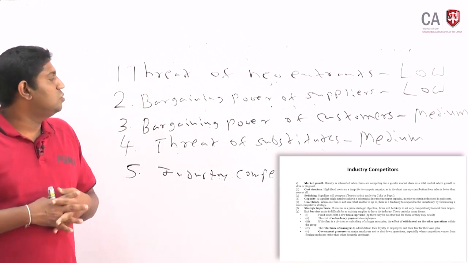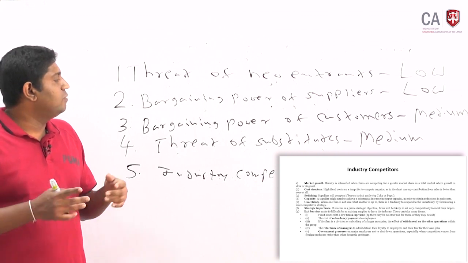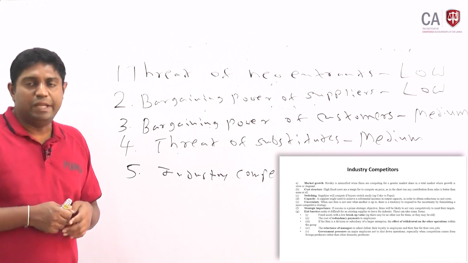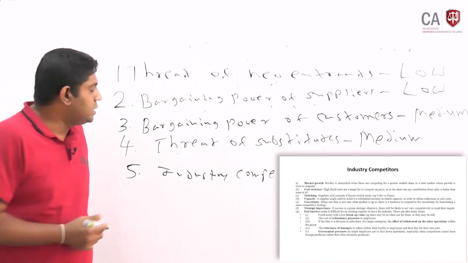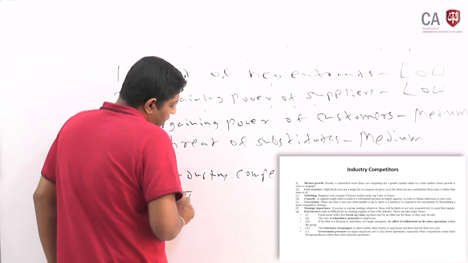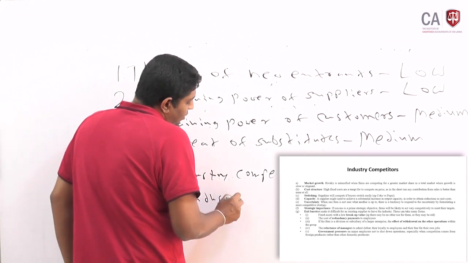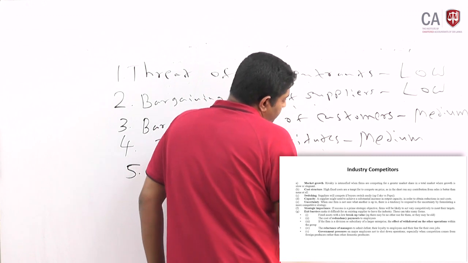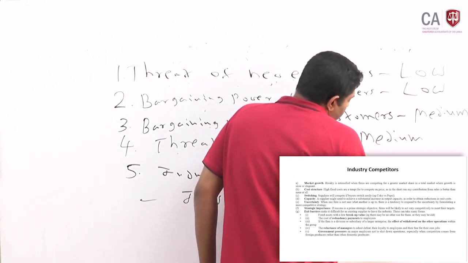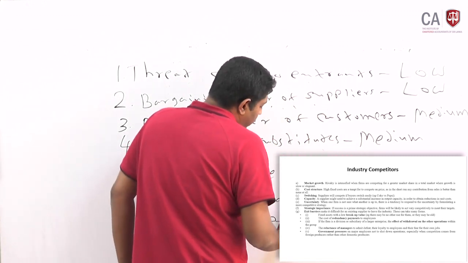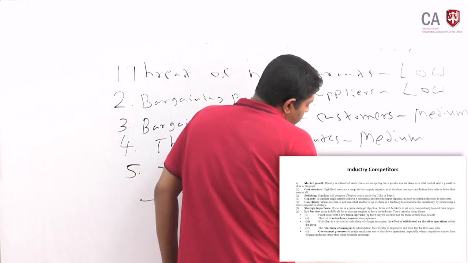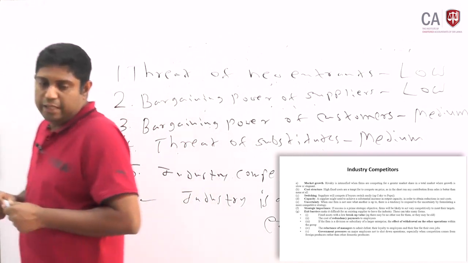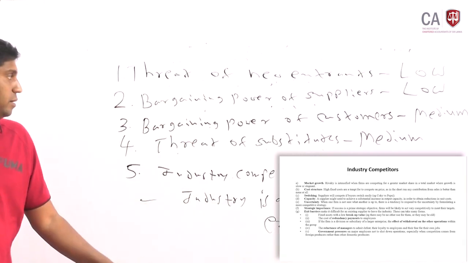Bargaining power of the supplier is also low, bargaining power of the customer is medium, threat of substitute is medium, industry competition is medium. Therefore, I am coming to a conclusion that this industry is attractive for an existing player. That is the conclusion we made, right.